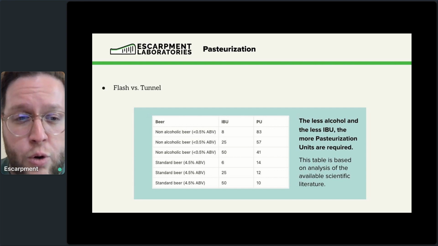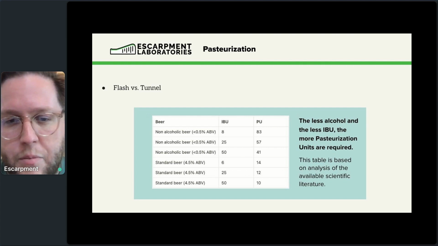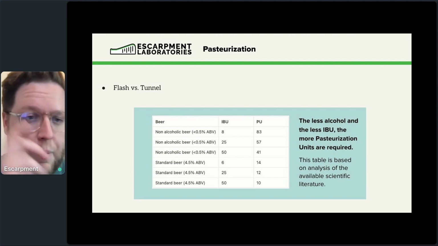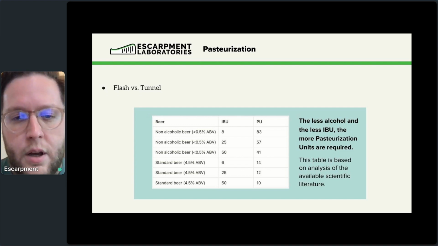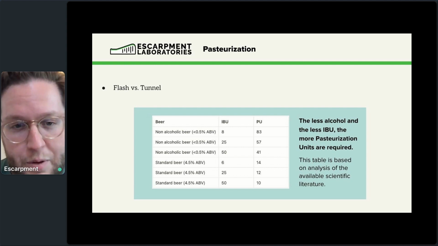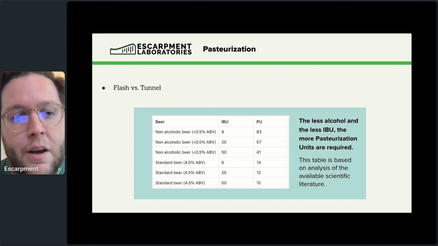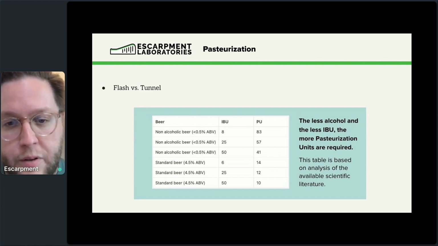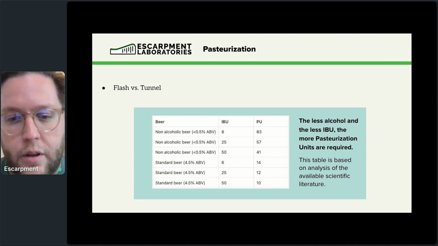I will say there are still enormous knowledge gaps here, especially on the small craft side. There are some pretty cool smaller scale tunnel pasteurizers out there now, but not a huge amount of practical information on breweries using this equipment to make these kinds of beers and demonstrating the efficacy of the pasteurization they're applying. So I'm hoping some more research about that will surface soon, because I think it's really important to the industry, especially for small producers who are thinking about pasteurization. The last thing you want to do is absolutely cook your beer with 200 PUs if you don't need to.